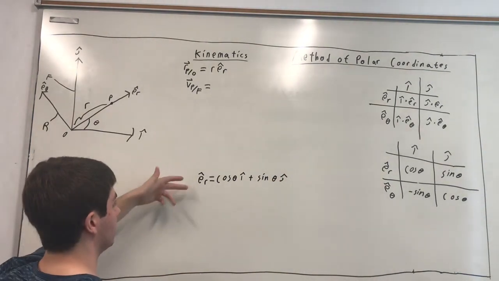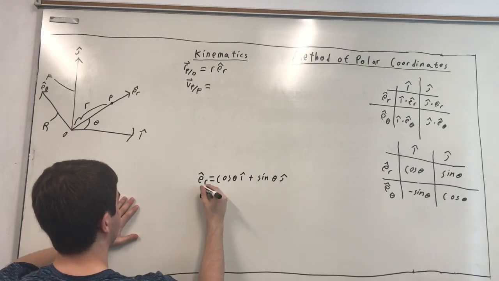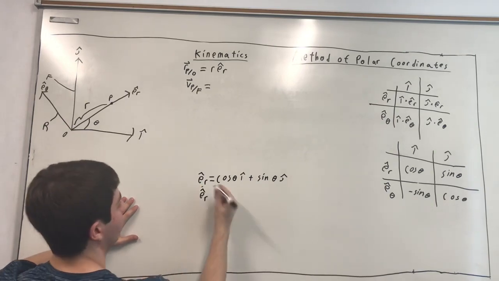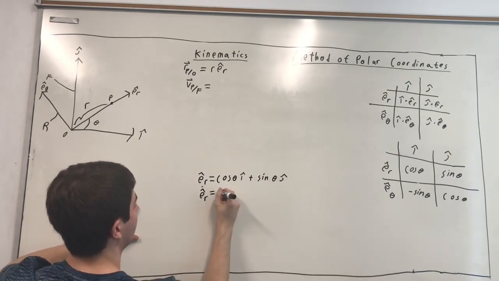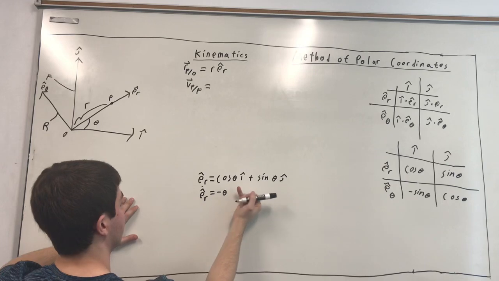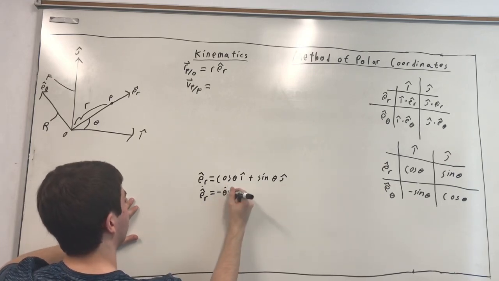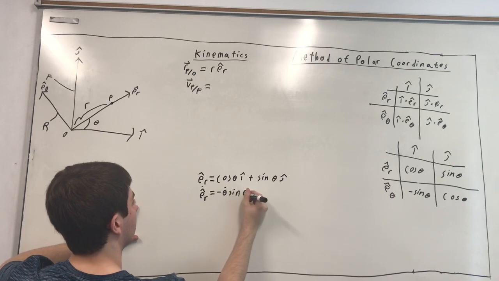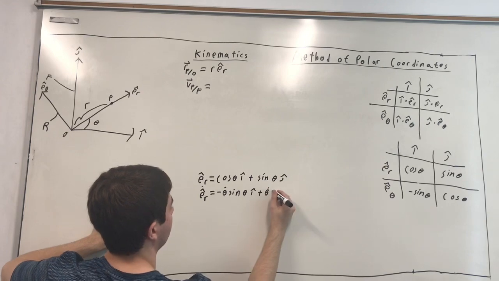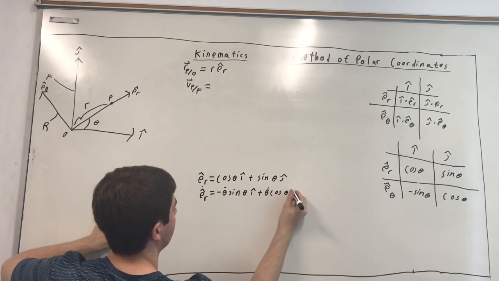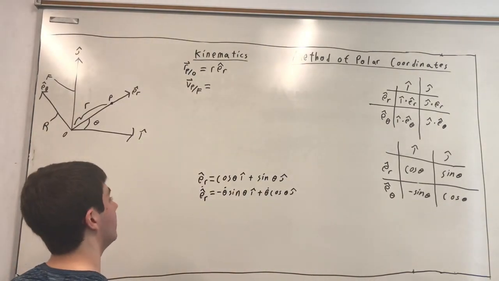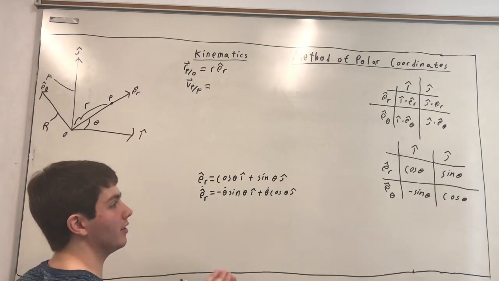It's a little easier with respect to time. And you get e hat r dot equals negative, it's a chain rule because the derivative is with respect to time and not theta, so negative theta dot sine theta I hat plus theta dot cosine theta j hat. And you're like, wow, why did he do that? It doesn't seem to be more helpful. But just wait, because it will make sense soon.